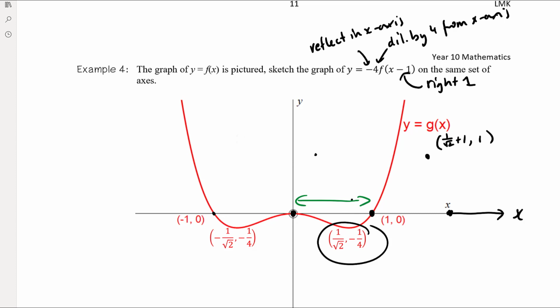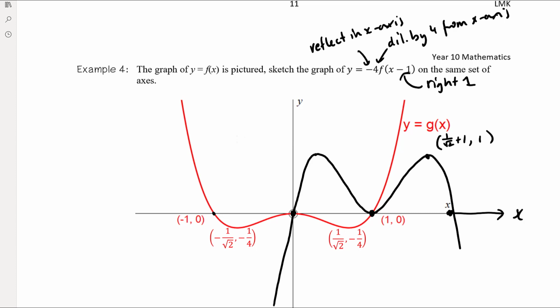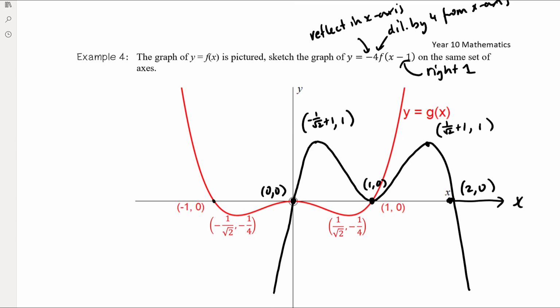So it still should be the same graph with the same symmetry and the same shape, but it is upside down and it's dilated so it's taller and thinner and it's translated to the right. So again, this is the point 2, 0, this is the point 1, 0, this is the point 0, 0, that was negative 1 on root 2 plus 1, 1, and 1 on root 2 plus 1, 1. And so there is our graph.